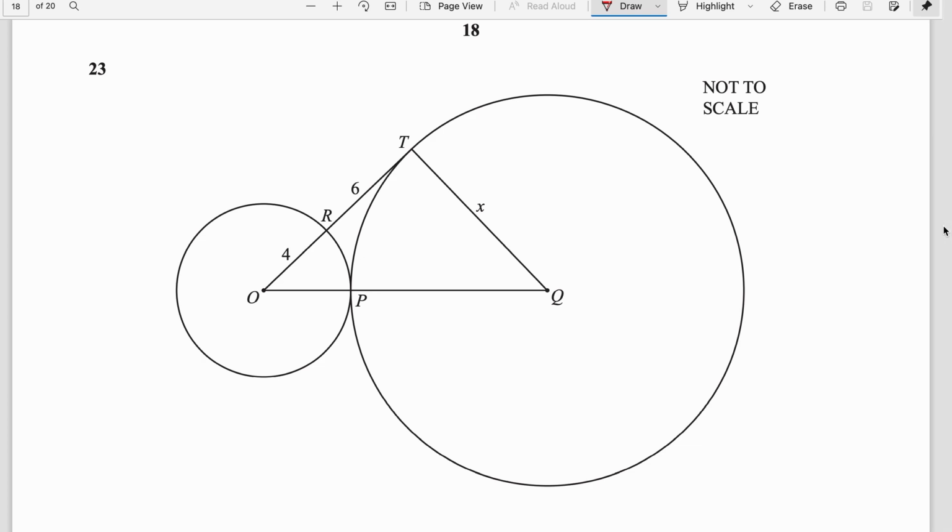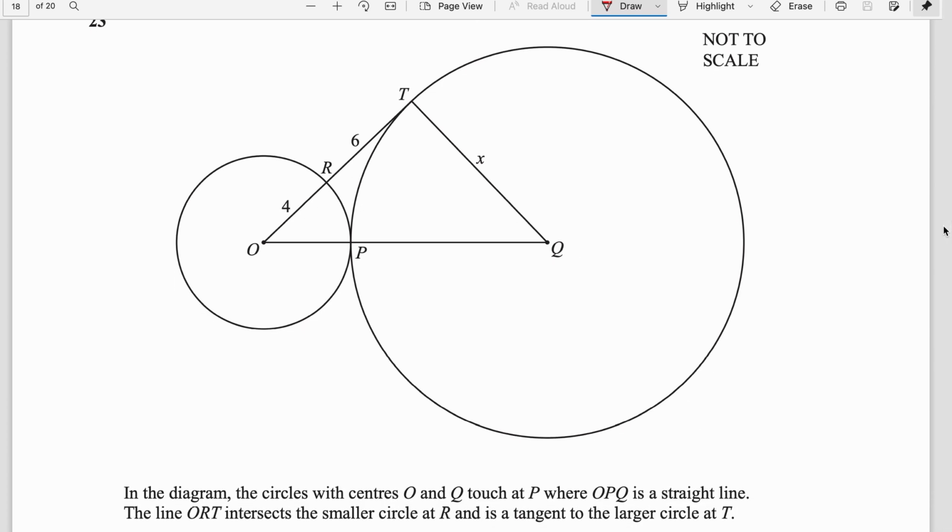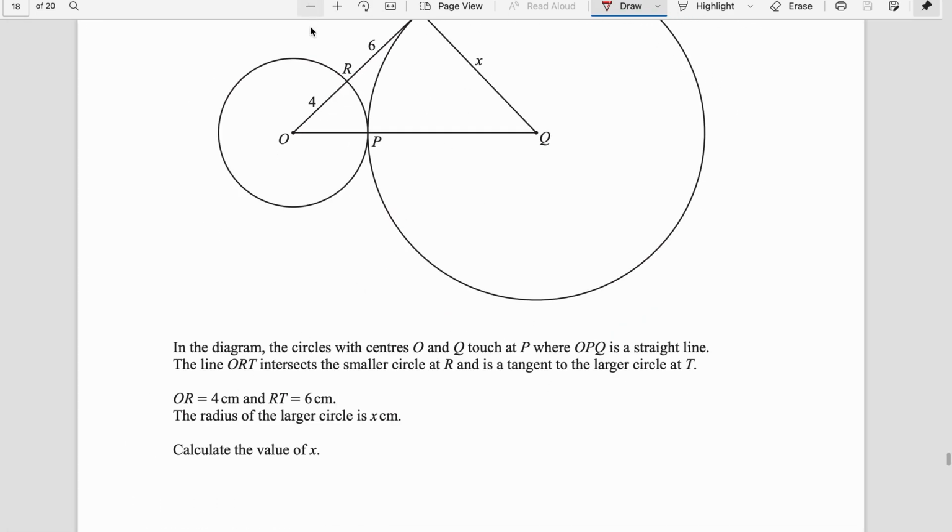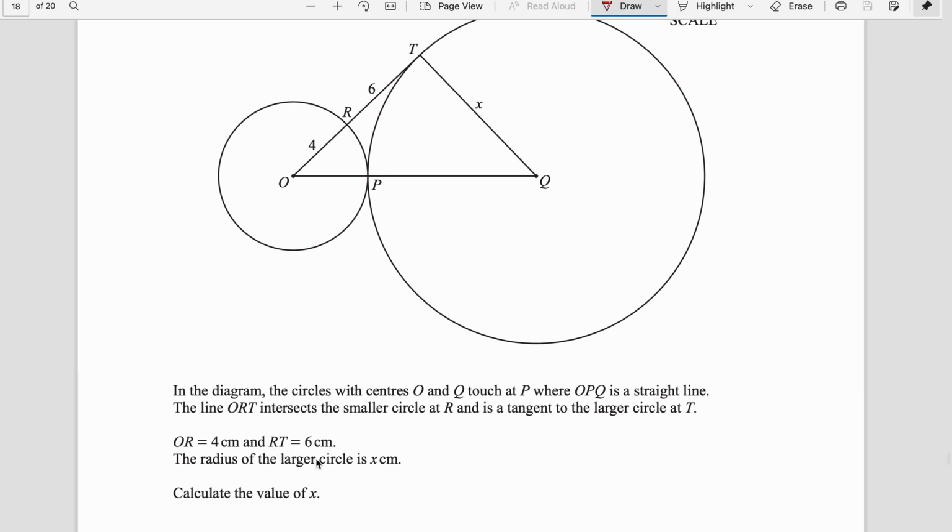Question number 23. Okay, we have in the diagram the circles with centers O and Q touching at point P. OPQ is a straight line. The line ORT intersects the smaller circle at R and the tangent to the larger circle at T. Then OR is equal to 4 centimeters, RT is equal to 6 centimeters. The radius of the larger circle is x centimeters. Calculate the value of x.